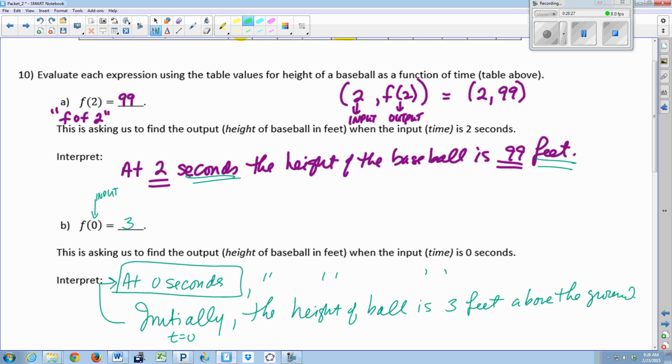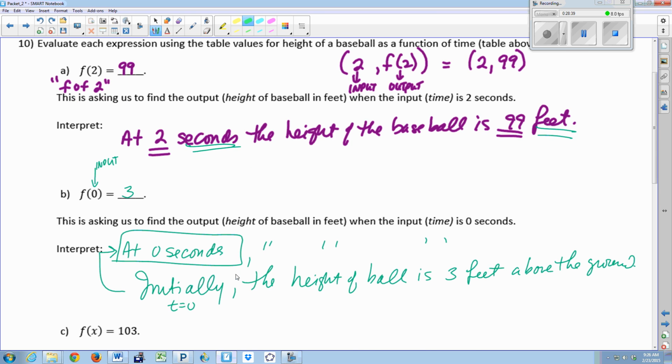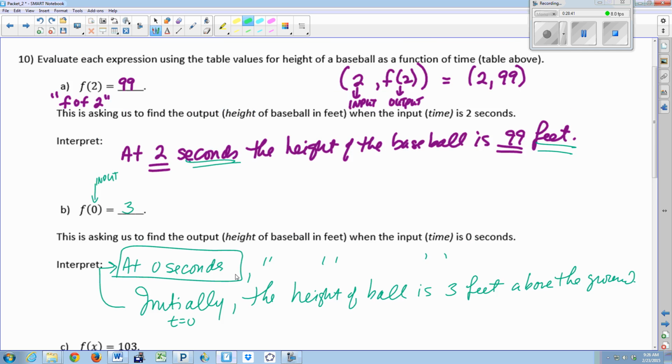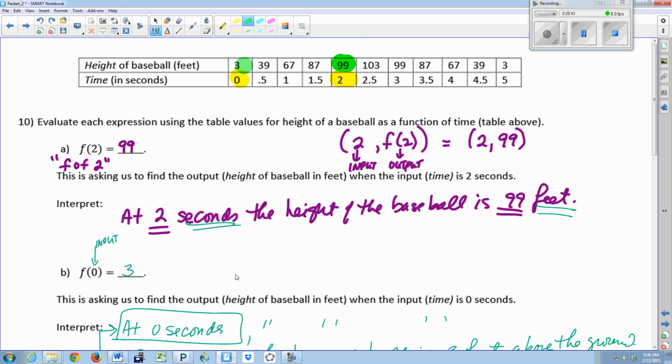So anytime t equals 0, you can use the word initially. But you don't have to be fancy like that if you don't want. You can just say at 0 seconds if you want to. Is that only for height? No, it could be the height of something, or anything as a function of time. Yeah, usually a function of time. So we say initially.